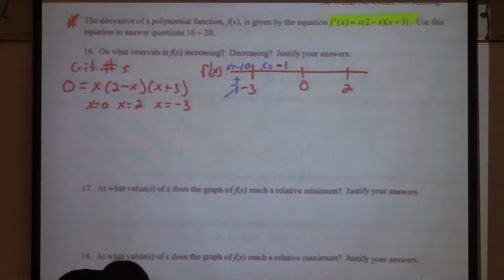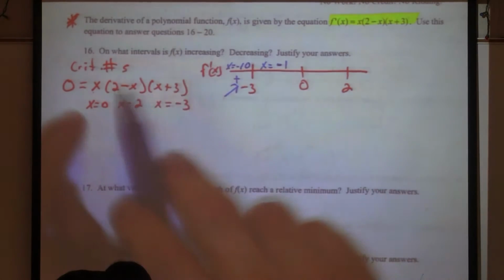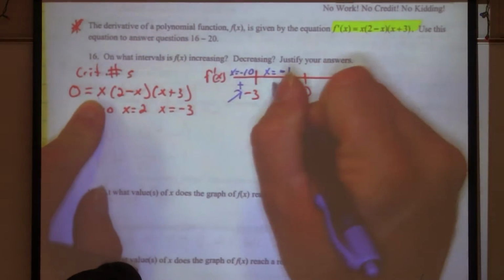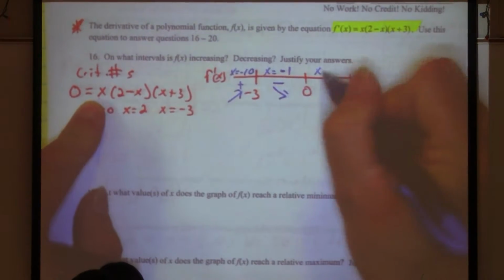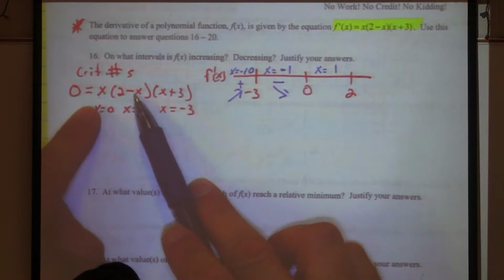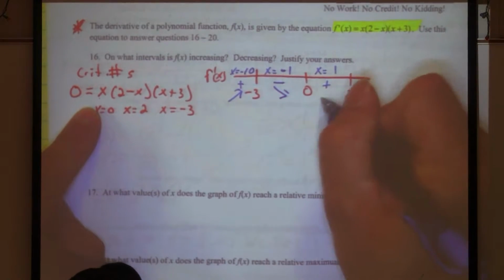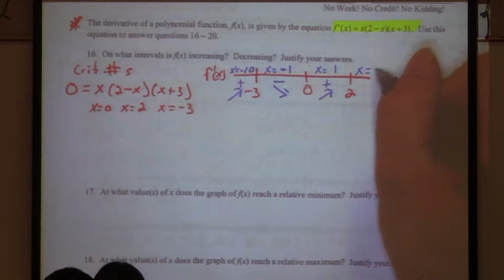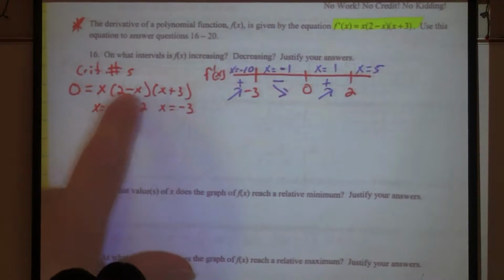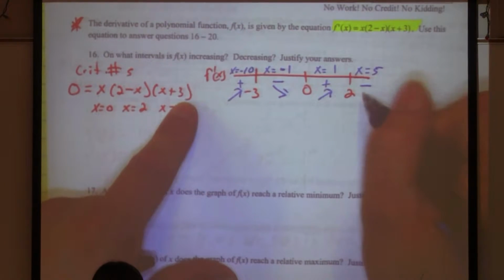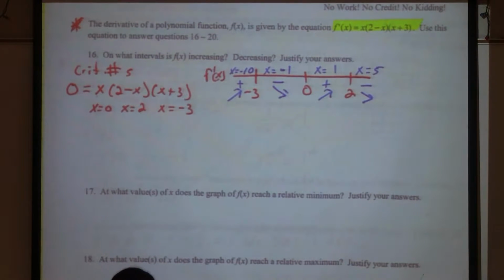For that middle one, when we plug in negative 1: negative, negative, positive, positive, right? We end up with a negative. Put in positive 1? Positive, positive, positive, positive. The last one is going to be x equals, I don't know, 5. Negative, positive, negative, positive, so in total it's negative. Good?